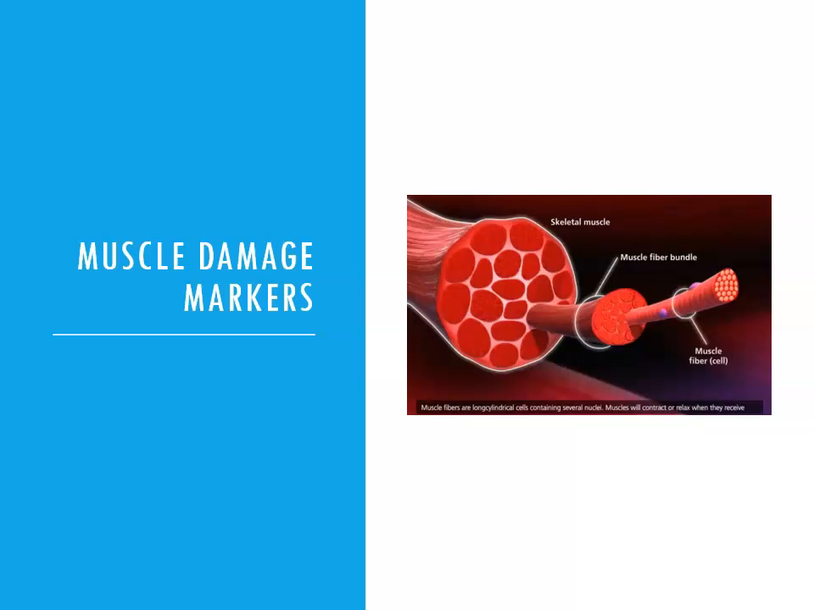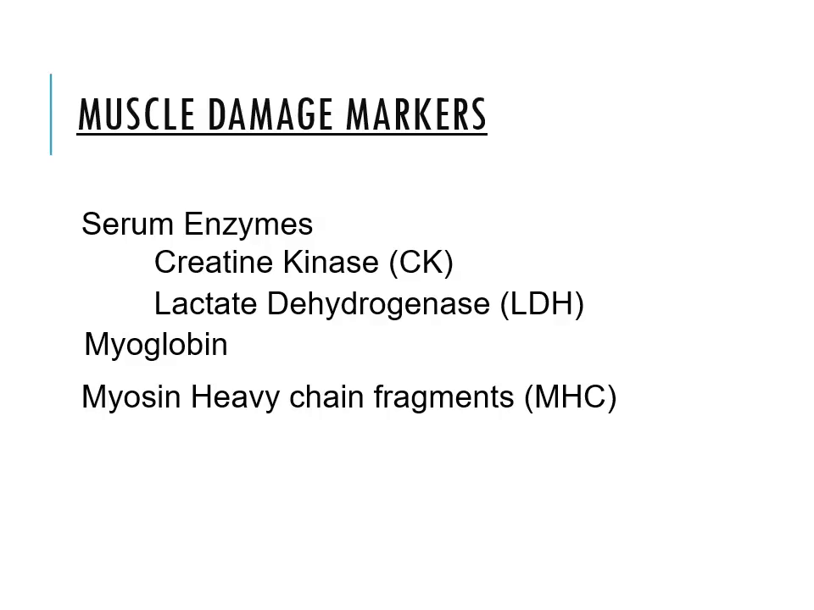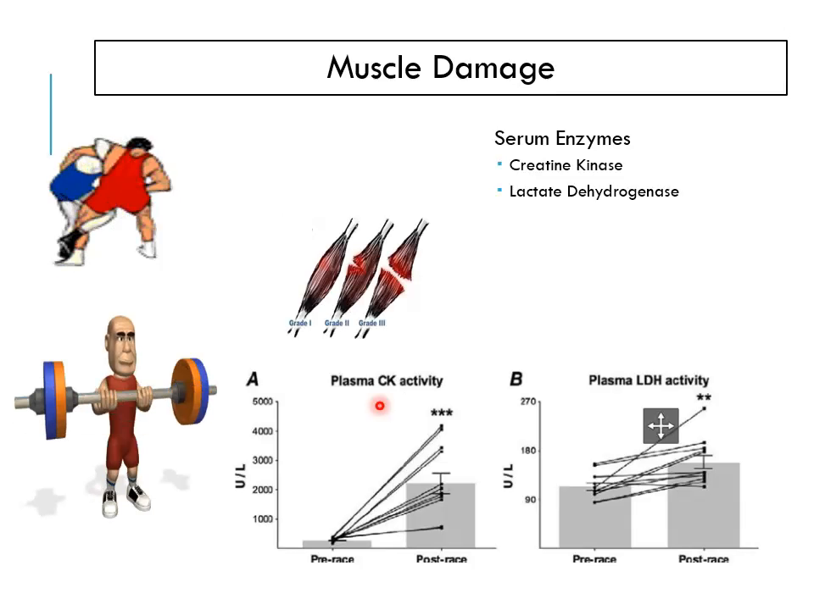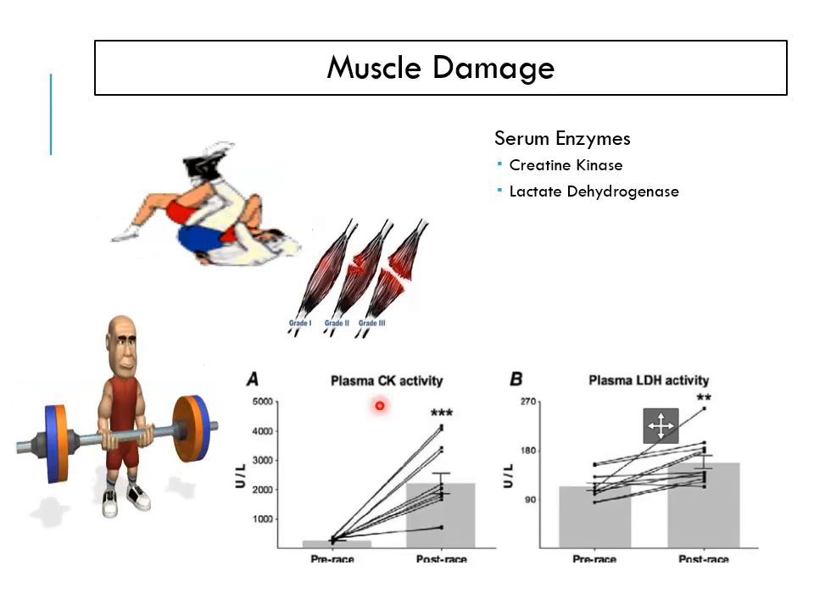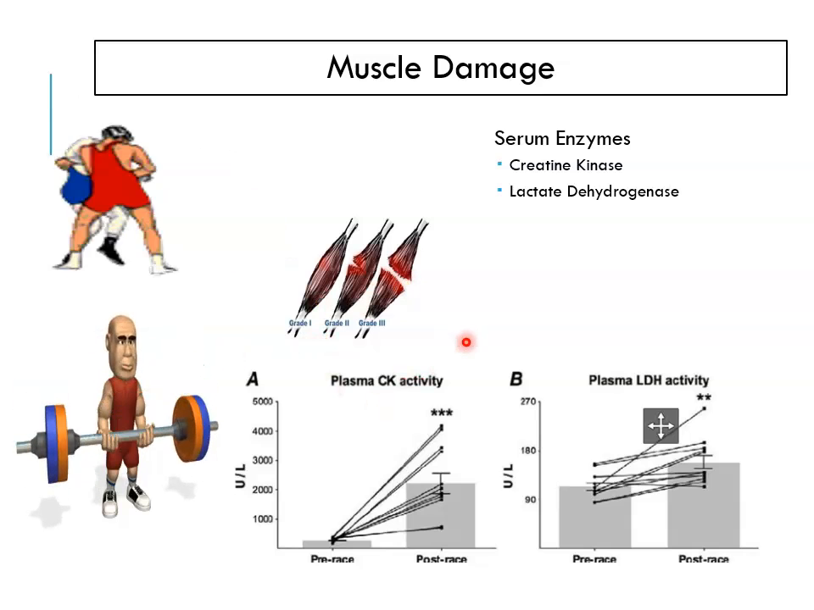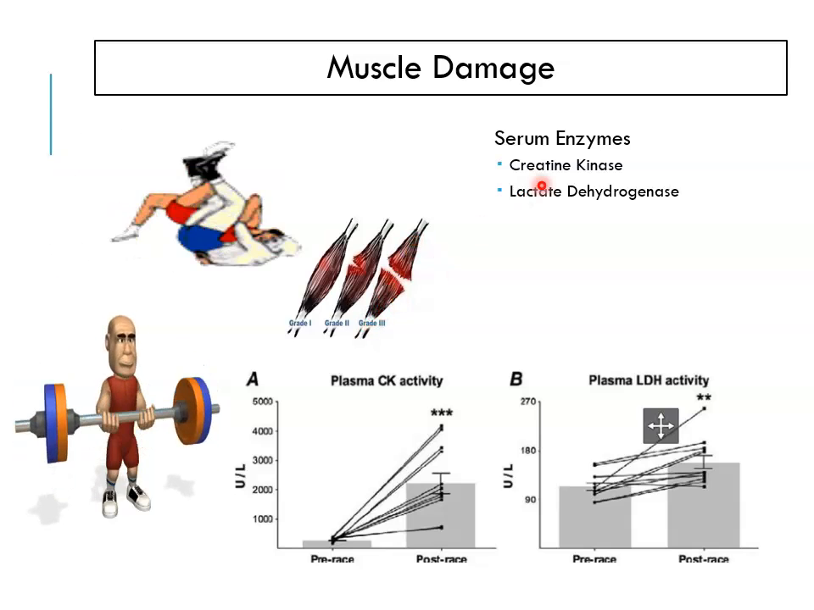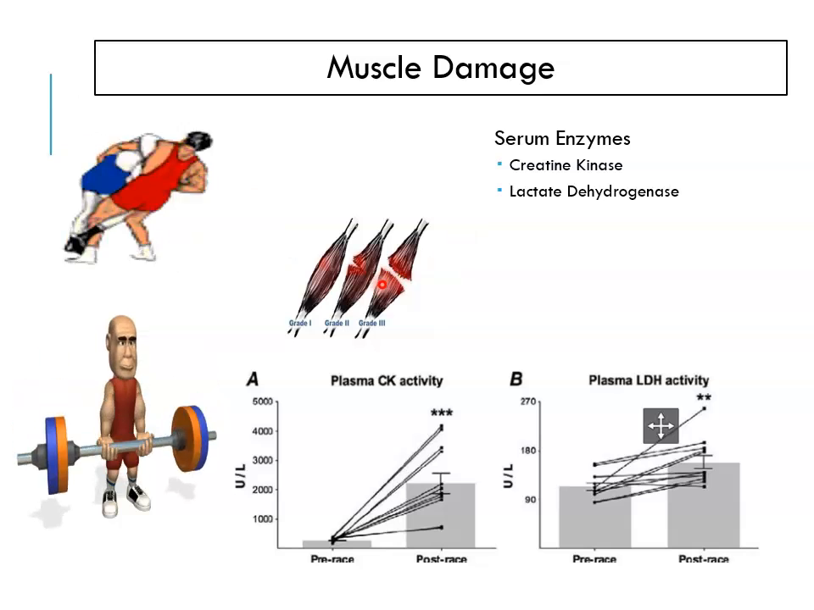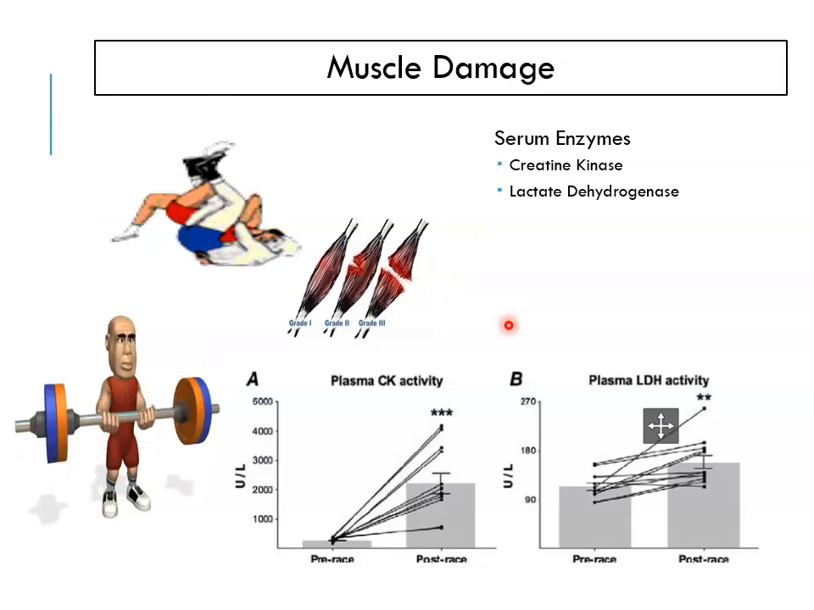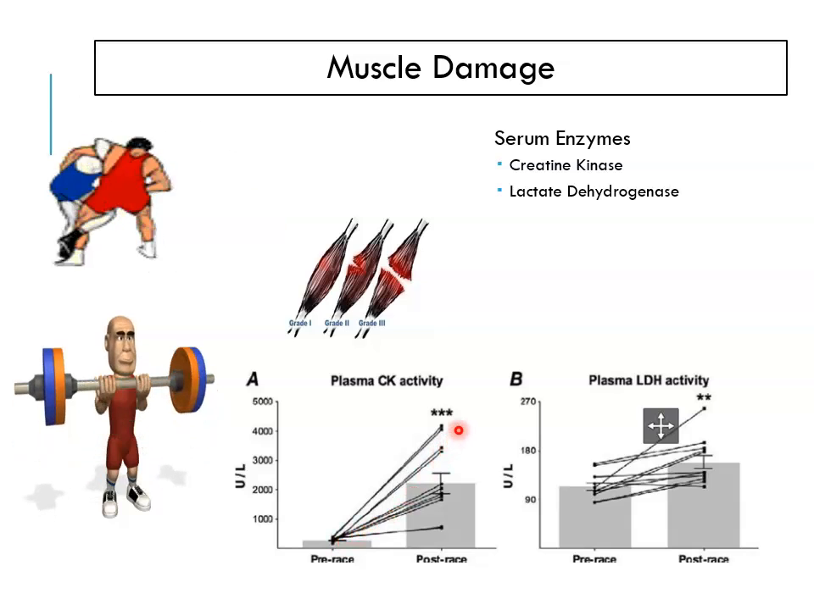Muscle damage markers are the biochemical parameters that can be tested to detect muscle damage in athletes. This group of parameters include serum enzymes, namely creatine kinase and lactate dehydrogenase, myoglobin, and myosin heavy chain fragments. Exercise-induced muscle damage is very common among the athletes. Due to this, some of the enzymes which are present inside the muscles like CPK and lactate dehydrogenase will be released into the blood. So, in the blood, these enzyme concentrations increase.